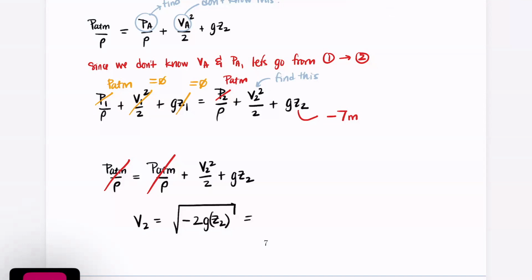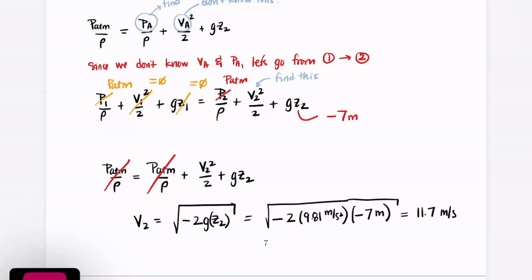Okay. Thank you. Yes, so in here, just to clear this up, from doing the algebra of this equation, we have this minus sign that shows up, right? We have 9.81, our magnitude of gravity. And then Z2 is -7 meters. Does that clear it up? Okay, perfect. All right, and then we get 11.7 meters per second. Like so.